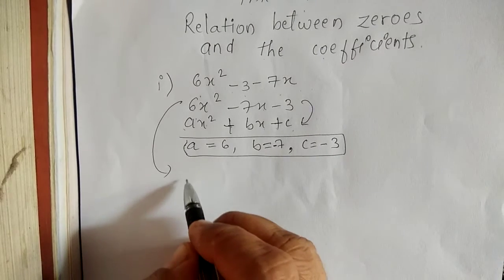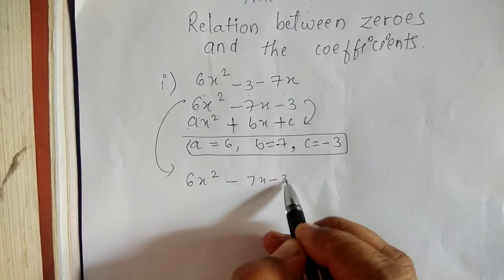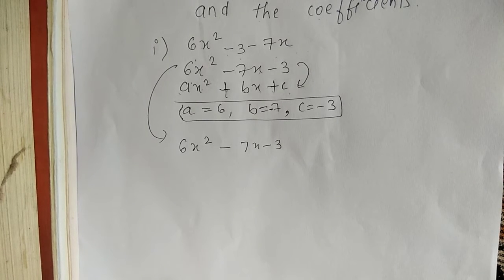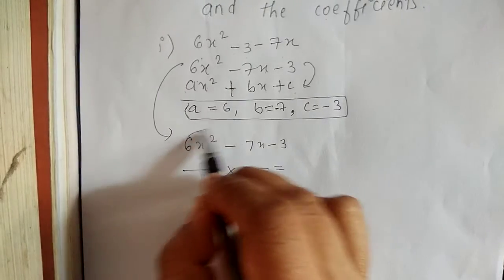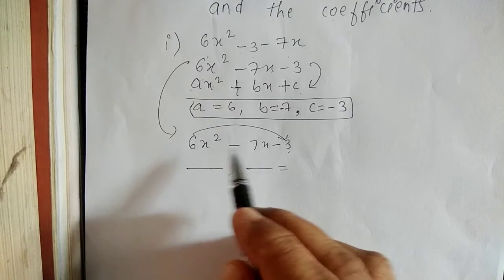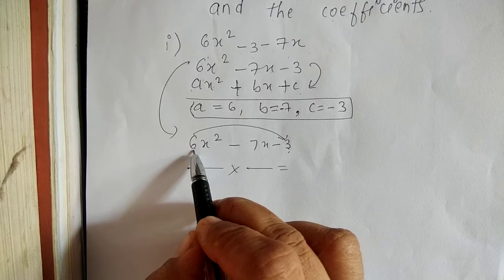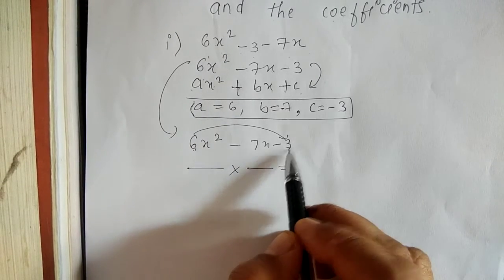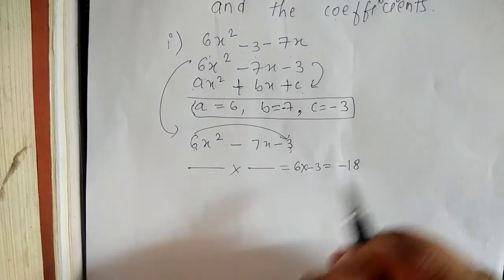Now let us factorize 6x square minus 7x minus 3. What to do to factorize? In my earlier video, I have taught you how to factorize the quadratic polynomial. Here we have to find such two integers. If we multiply, we should get the product of constant term and 6, coefficient of x square. So here coefficient of x square is 6 and the constant term is minus 3. So we get here 6 into minus 3, that is minus 18.